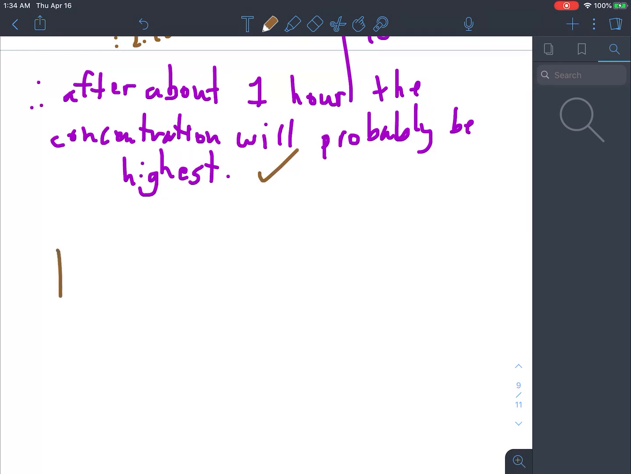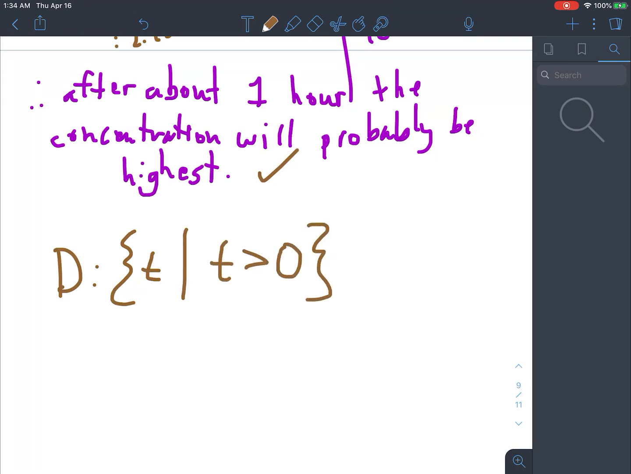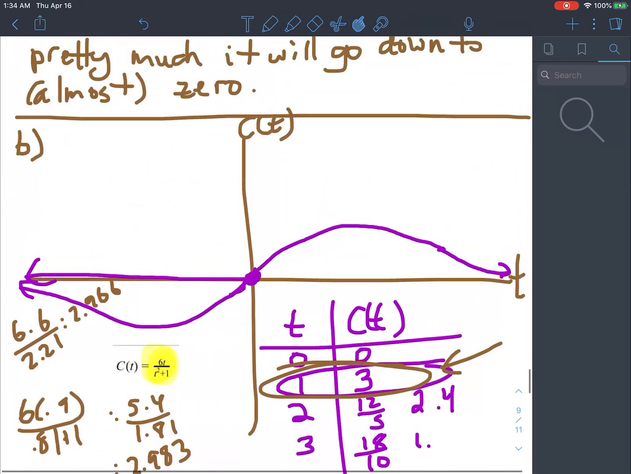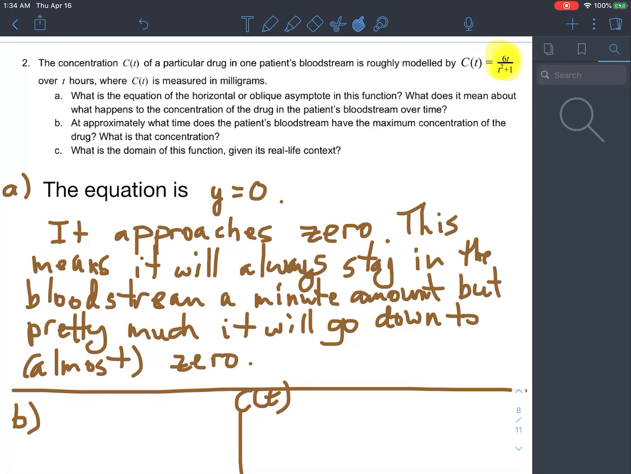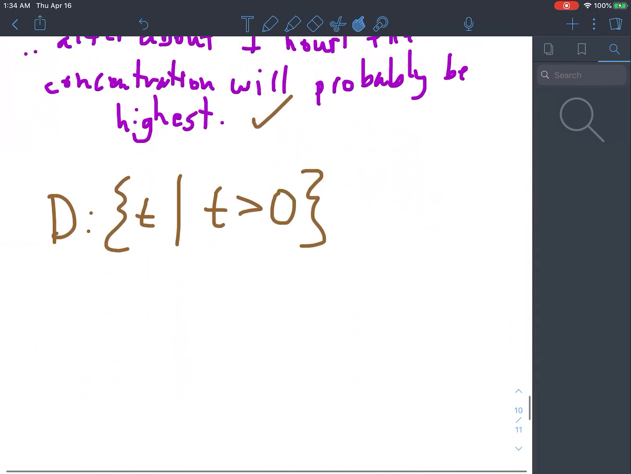But I'm going to go ahead and say that the domain is t such that t is greater than 0, and t belongs to R. I don't write that; if t belongs to R, don't bother writing it. We just assume that t belongs to the set of real numbers. So what is the domain of this function given its real life context? It's going to keep getting smaller and smaller as long as you live, and I'm going to live forever.